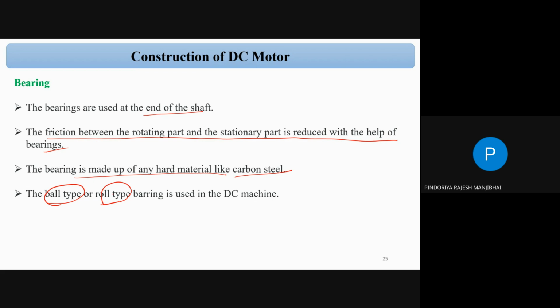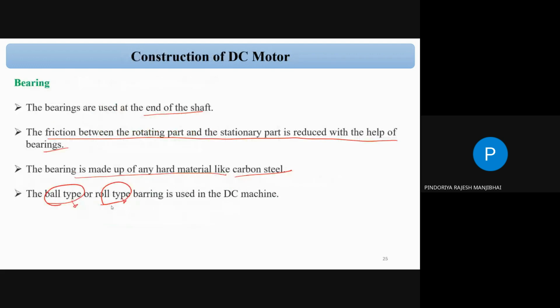What is the meaning of ball type and roll type? It is not part of electrical engineering, it is part of the mechanical side. So don't worry about the type of bearing. Just remember that we can use the ball type, otherwise the roll type bearing.